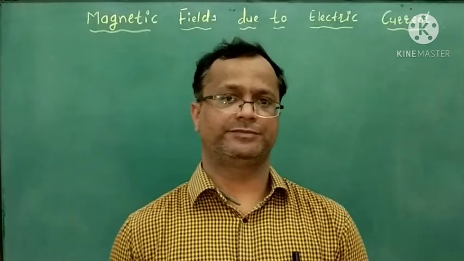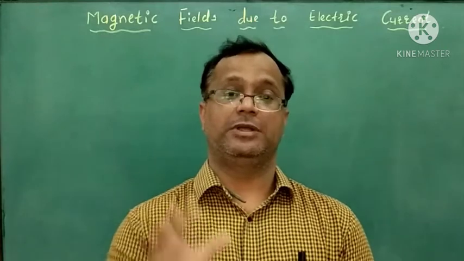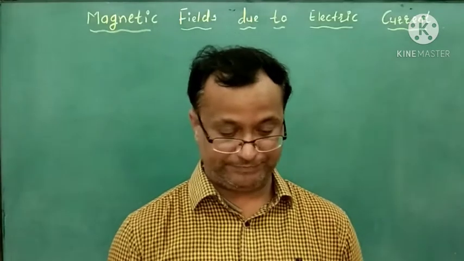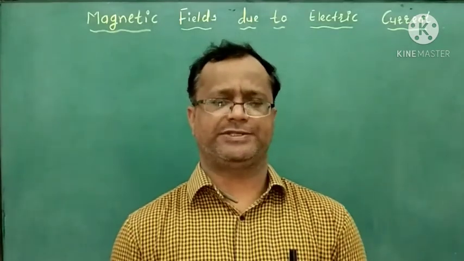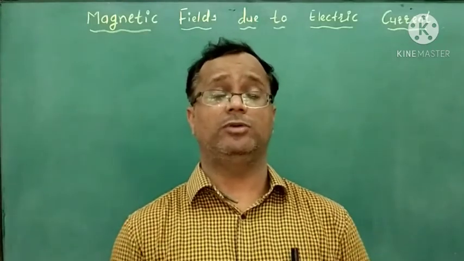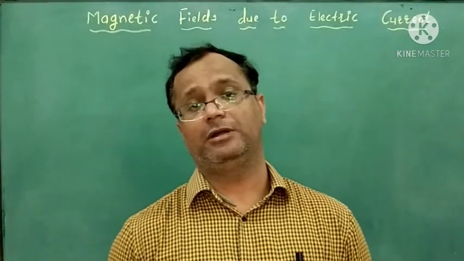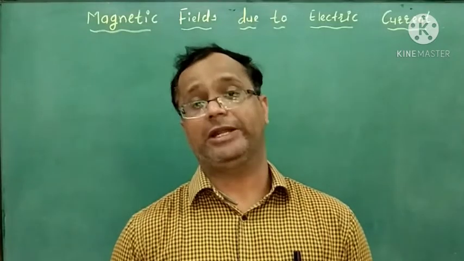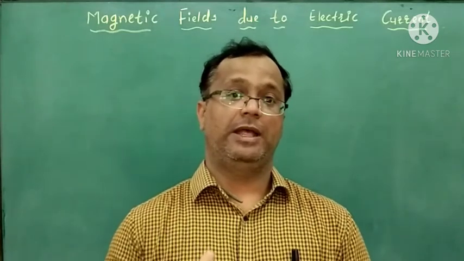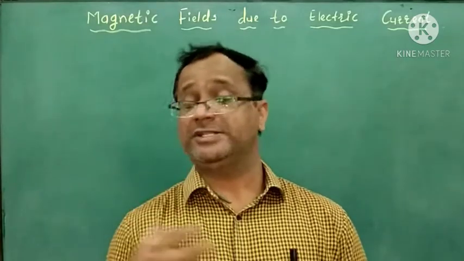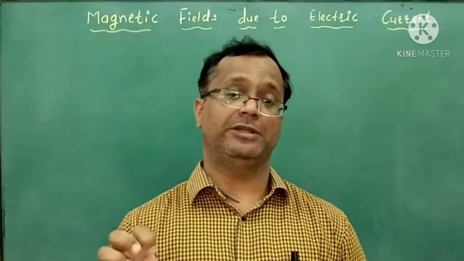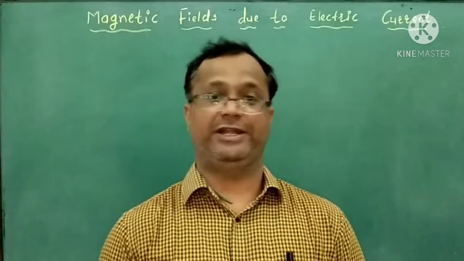Later on, the scientists, which ones? Faraday, then Maxwell, Gauss, all these scientists did a number of experiments and found the close relationship between the magnetic field and electric current or electric field. Again, Maxwell, one of the great scientists, theoretically proved the relationship between electric field and magnetic field.